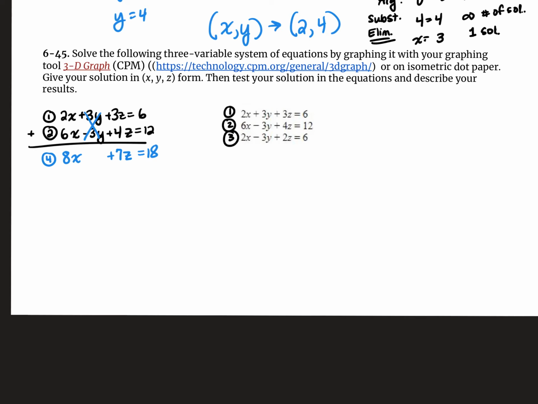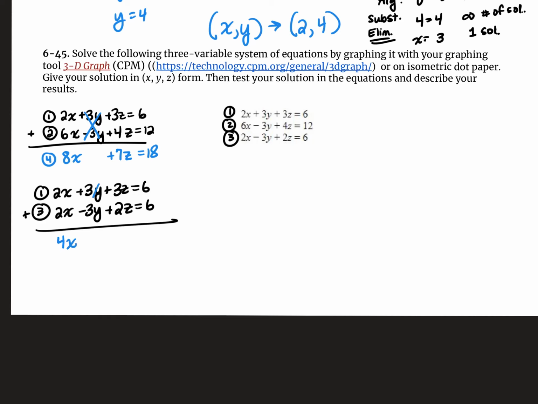So this time, I'm going to pair up equation 1, plus 3y plus 3z, with equation 3. Now, I hope that you can see why I did that, and I'll tell you why. Because I can add these together, and once again, my y's will end up being 0. So that's going to give me 4x, no y, plus 5z equals 12. Now I'm going to call that equation 5.